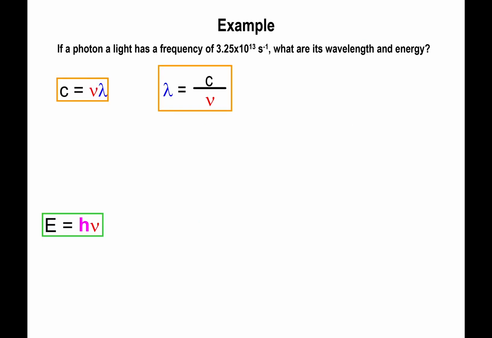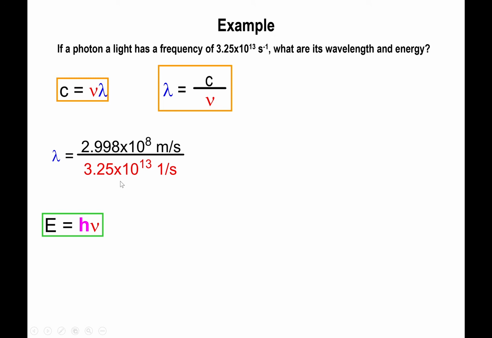All right, so let's take a look at a quick example. We have a photon of light with a frequency of 3.25 times 10 to the 13 per second. What is the wavelength and energy of this light wave? First things first, we recognize that we have been given the frequency. So we need to solve for everything in terms of frequency. Starting with the speed of light equation, we solve for the wavelength, divide the speed of light by the frequency. And over here, we can simply use the Planck constant multiplied by the frequency to yield the energy.